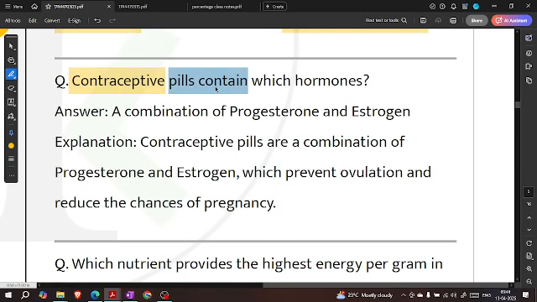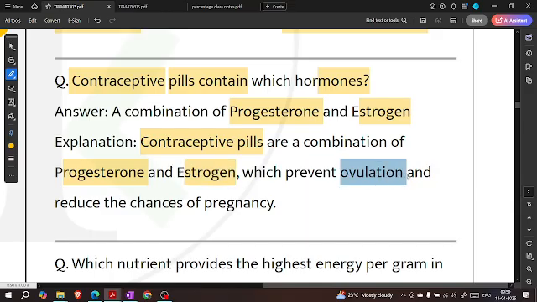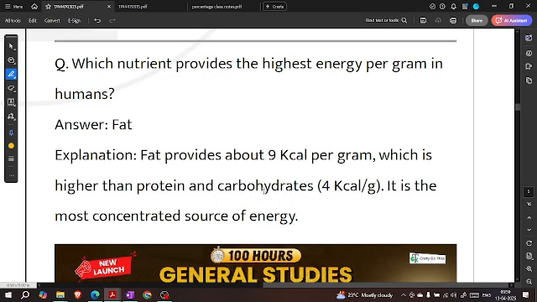Contraceptive pills contain which hormones? A combination of progesterone and estrogen. Contraceptive pills are the combination of progesterone and estrogen, which prevent ovulation and reduce the chance of pregnancy.